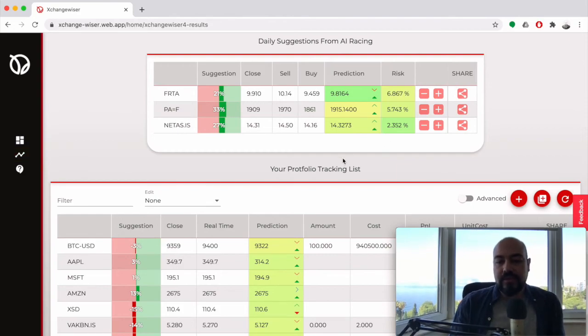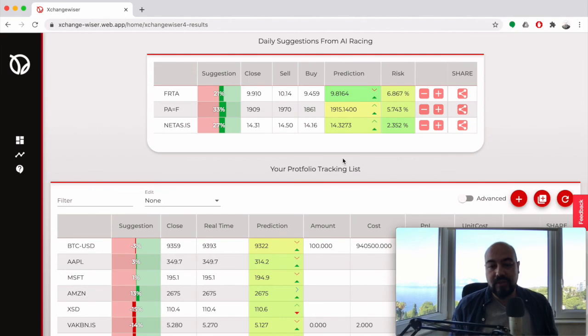So that's all. This is a very fast discovery of our product. You can just start playing with your investments and you can start learning details about your risks. You can just get results from our AI suggestion algorithms and the racing results.